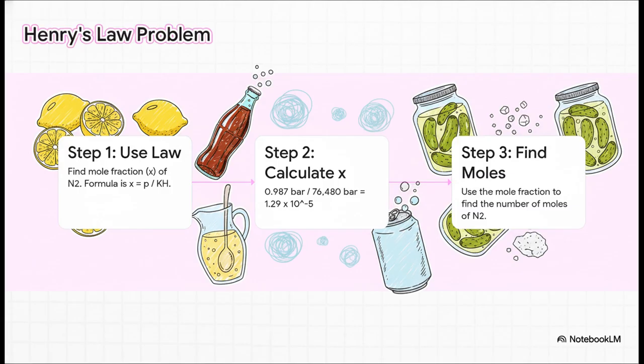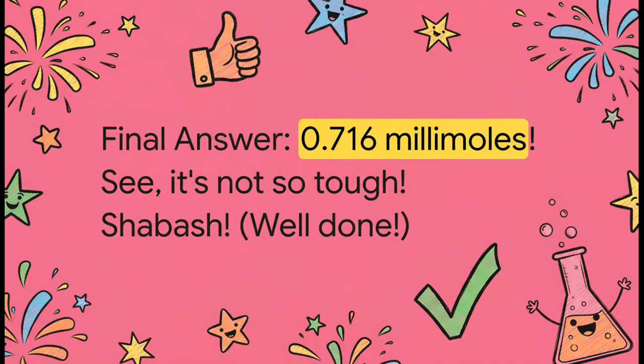Now for the final step. We use that mole fraction to find the actual number of moles of nitrogen. Since the solution is almost all water, we can make a simple approximation and multiply our tiny mole fraction by the number of moles in 1 liter of water, which is about 55.5. And when you do that calculation, the final answer you get is 0.716 millimoles.